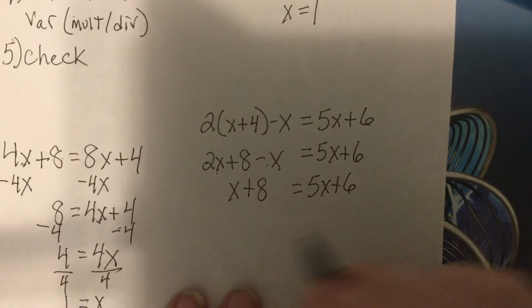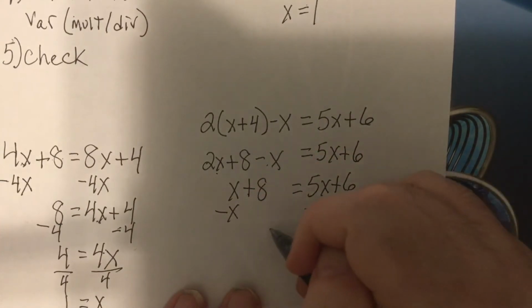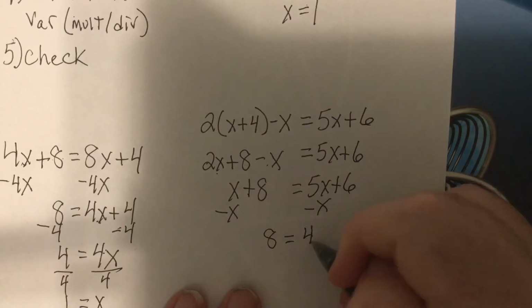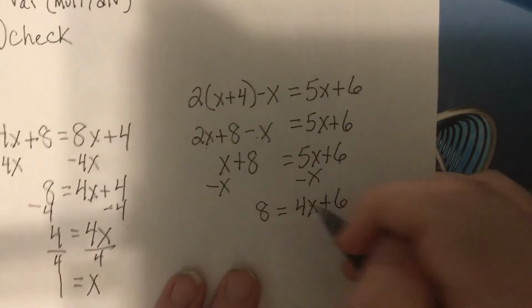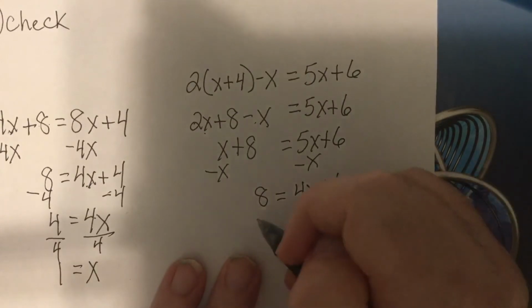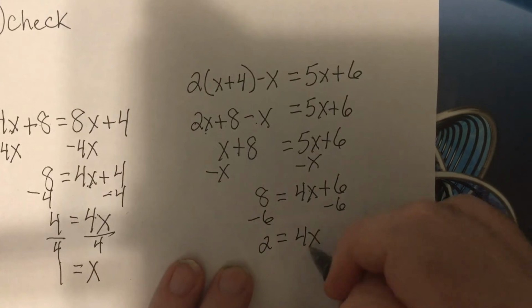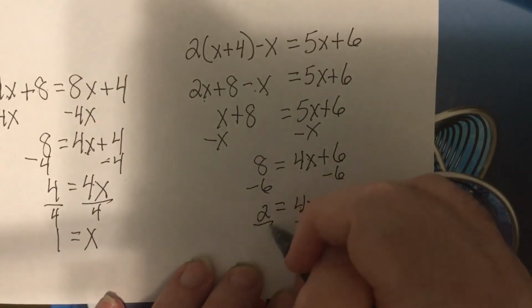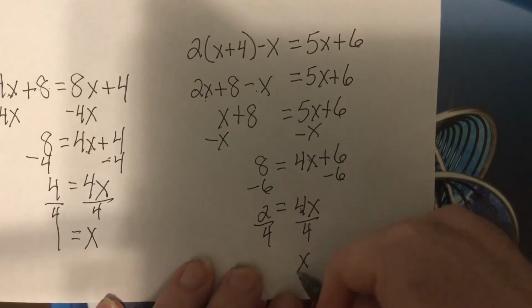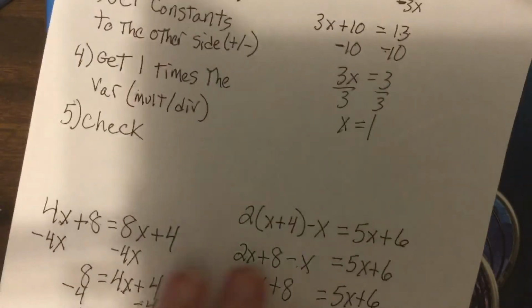Now I want to get the x's to one side, so I'm going to subtract x. So 8 equals 4x plus 6. Then I want to get the 4x by itself, so I'm going to subtract 6. So 2 equals 4x. I want a 1x. I'm going to divide by 4. So x equals a half. Woohoo. Try 2 for me.